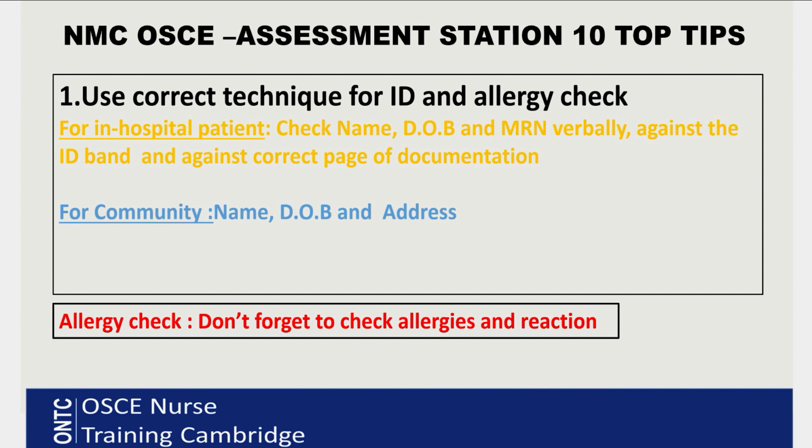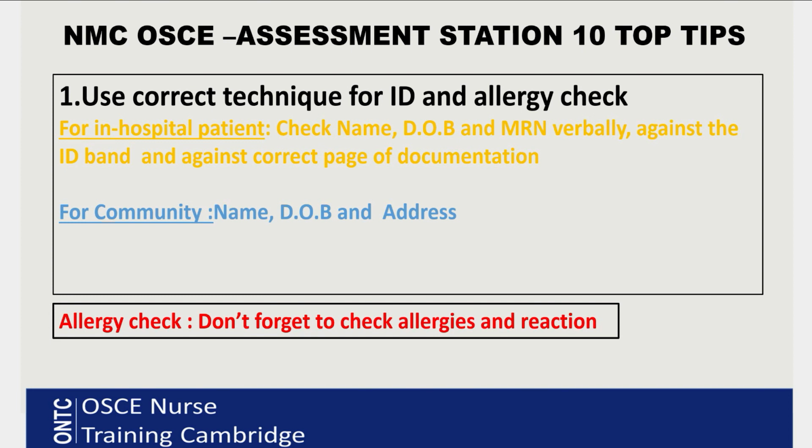Okay, so the name and date of birth, you're going to ask the patient, look at their name band that is written correctly, and check that against your documentation. MRN number, just check from the name band against your documentation. Okay, so that is if your patient is in a hospital scenario. What if it's in community?